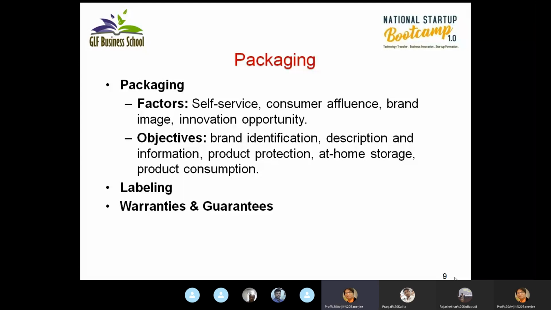Guarantees reduce the buyer's perceived risk. They suggest that the product is of high quality and the company and its service performance are dependable. They can be especially helpful when the company or product is not well known or when the product's quality is superior to that of the competitors. So these are the important aspects of packaging.